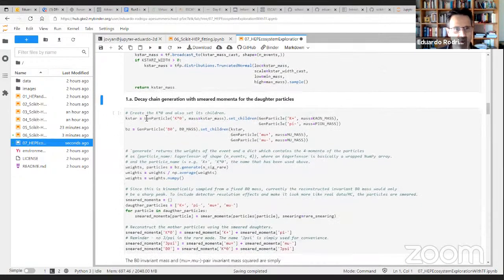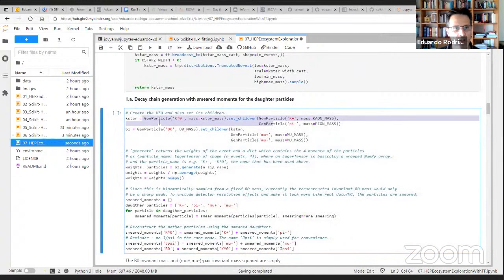So here you see I'm making a particle K star that decays into a K plus and a pi minus, and the B0 is actually decaying to the K star with a mu plus and a mu minus. If you have followed the hints of new physics coming from the LHCb experiment, this is the kind of decay mode that is being used for those studies.